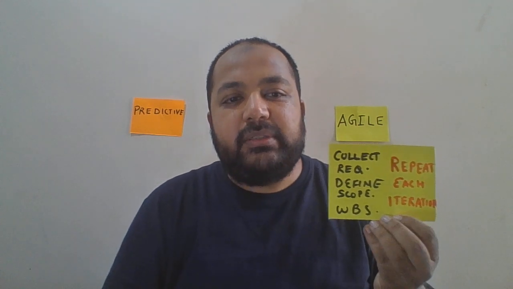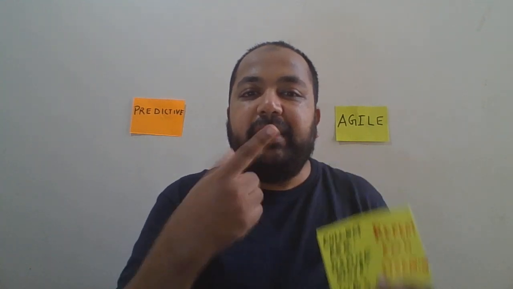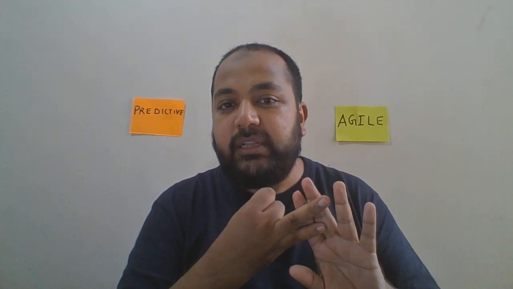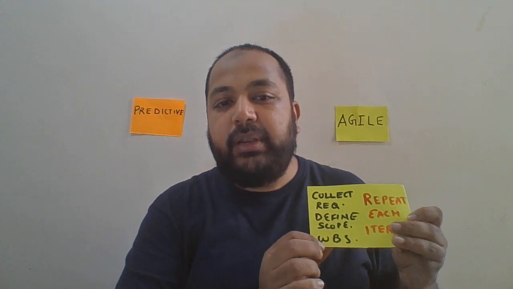Now, in your agile project, collect requirements and define scope is repeated for every iteration. For every iteration, you will ask what the iteration backlog or sprint backlog is, what the story details are, what the acceptance criteria are, what the demos are, and how it is going to be accepted. In every iteration, all these four things, that is collecting requirements, defining scope, creating the WBS, and acceptance criteria, are repeated for every iteration in an agile project.